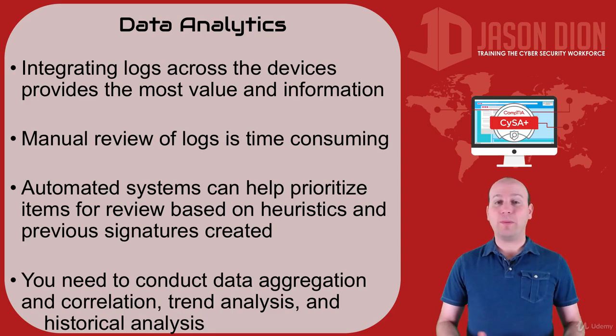Instead of looking at all 1 million log entries that came in, I can let the computer do that and flag the ones that might be of interest and have you, the cybersecurity analyst, analyze those and determine what is of value and what isn't. Automated systems can help us prioritize these items for review based on heuristics or previous signatures created or the trends that we've observed in the past. Now, you need to conduct data aggregation and correlation, trend analysis, and historical analysis to be able to figure out the best information from the data you've been collecting. Because if you collect all this data and never look at it, it's not going to do you any good.